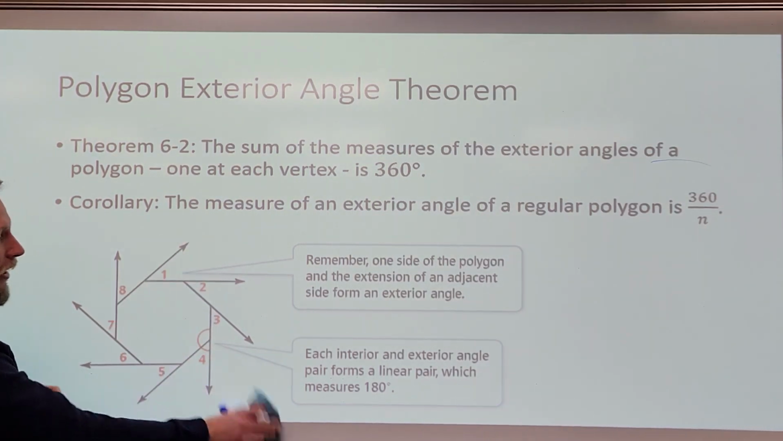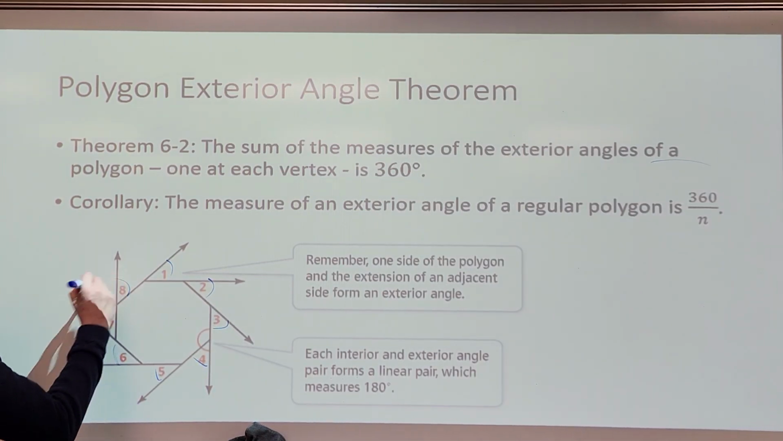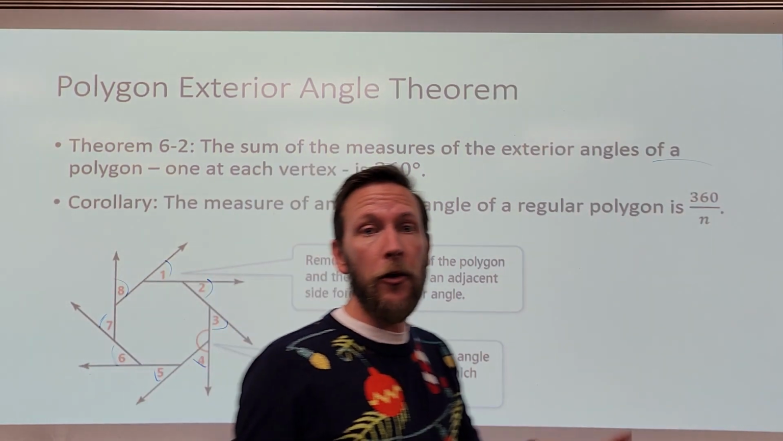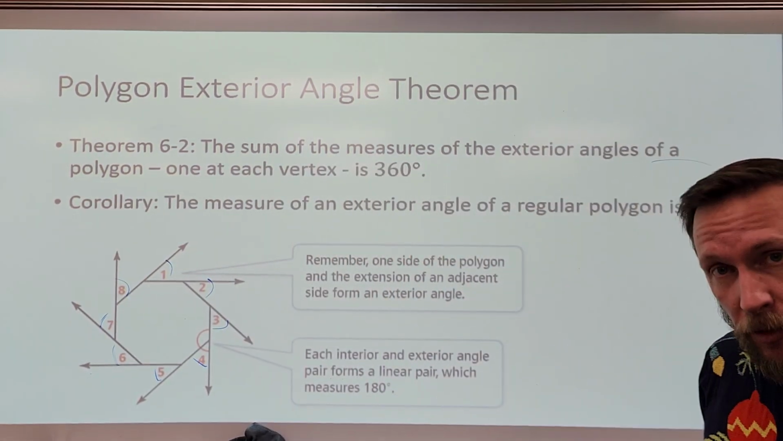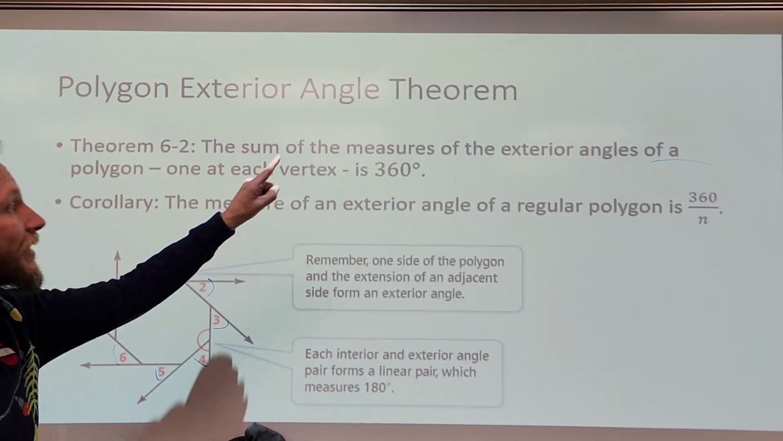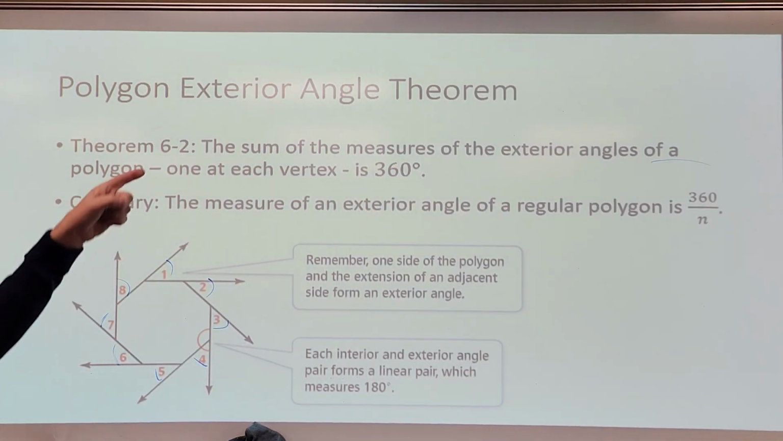In every polygon, if you were to add up all of the exterior angles in any polygon, they will add up to 360 degrees. All right? Regardless of whether or not it is a regular polygon. It doesn't have to be a square. It doesn't have to be an equilateral triangle. It doesn't have to be a regular hexagon. This is still true, that the sum of the measures of the exterior angles is and will always be 360 degrees.